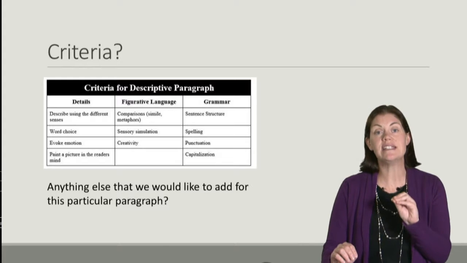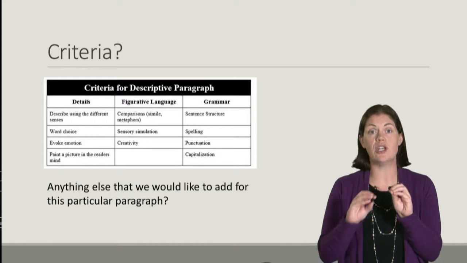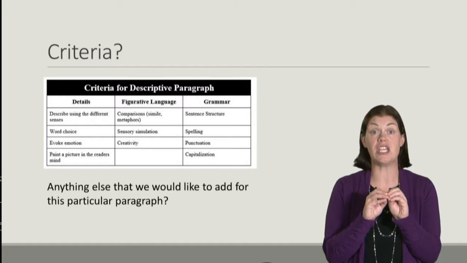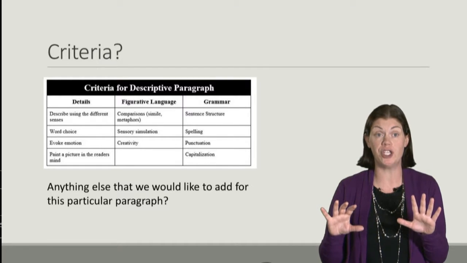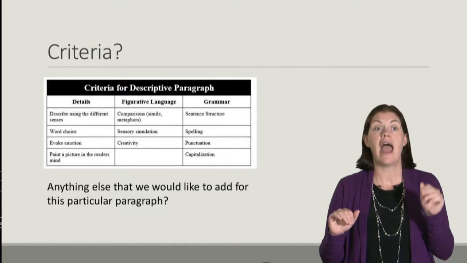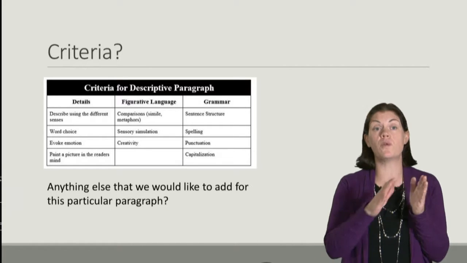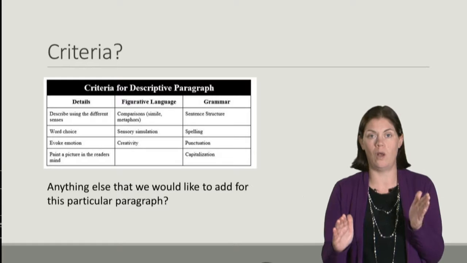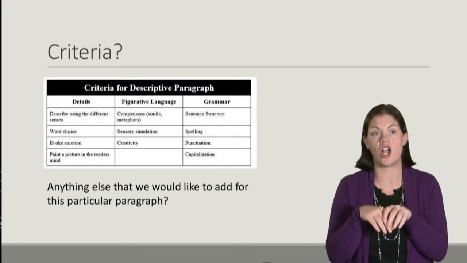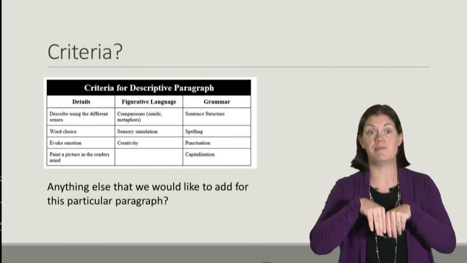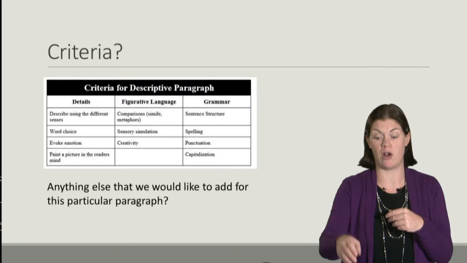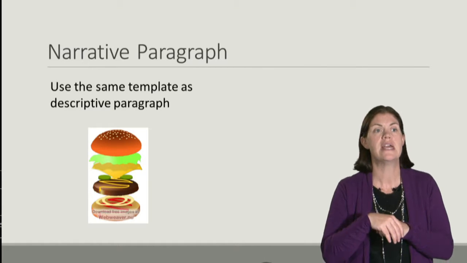So I think the criteria is kind of set. I'm going to go back and make sure that the criteria is all laid out for you guys, okay? And that's where I want to go with the criteria. I don't think that we need to go into a whole co-constructing thing again, because we've talked about this when we were talking about our narrative paragraph or descriptive paragraph, okay?